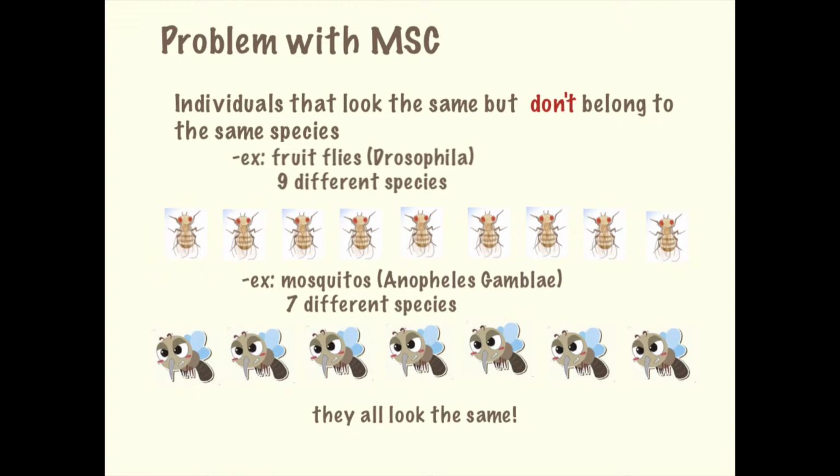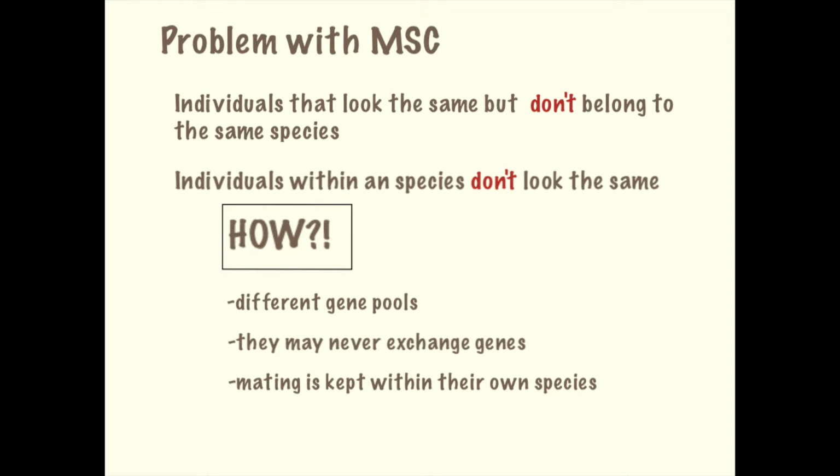Another problem is that there are individuals who look alike, but they're not in the same species. For example, there are 9 different species in fruit flies, but you can't tell any of them apart by just looking at them. There's also mosquitoes. They have 7 different species, but they all look the same. How could this be possible? The answer is that, even though they look the same, they can't ever exchange genes. This is because they belong to different gene pools. Species are distinct not because they look different, but because there are barriers that prevent interbreeding.